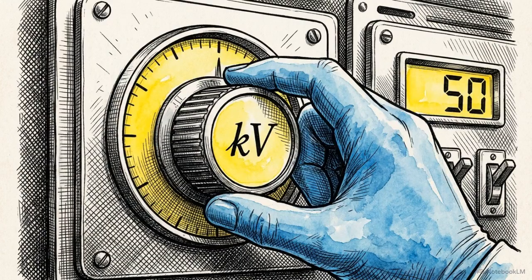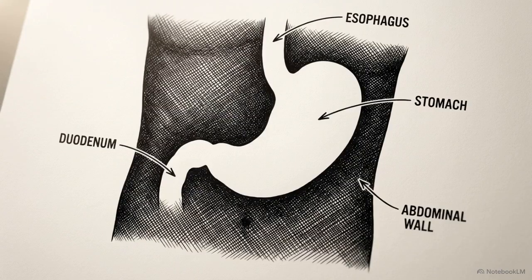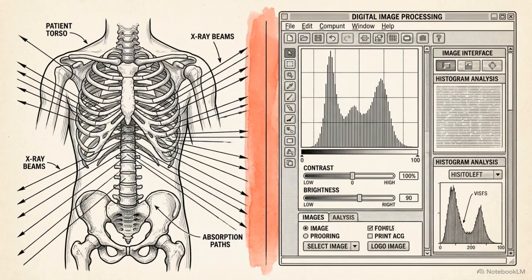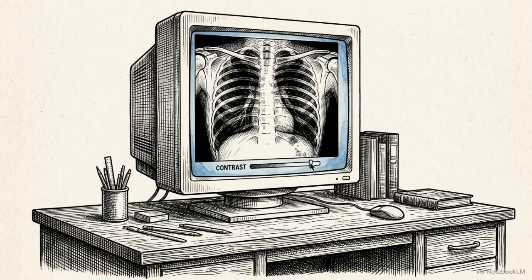We can maximize this attenuation ratio by reducing the tube potential, known as the kV, or by introducing materials with vastly different atomic numbers, like a barium contrast medium. That physical phenomenon is completely separate from image contrast, which is a post-processing digital manipulation of the captured data.